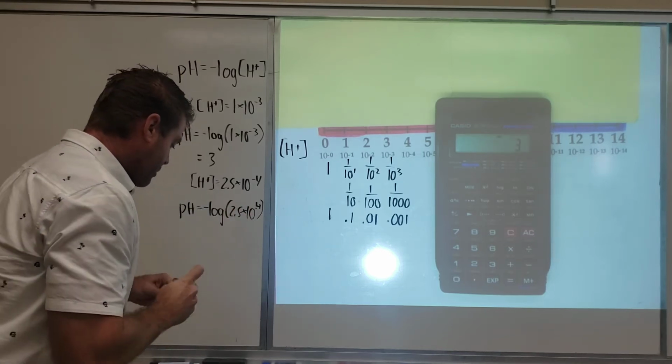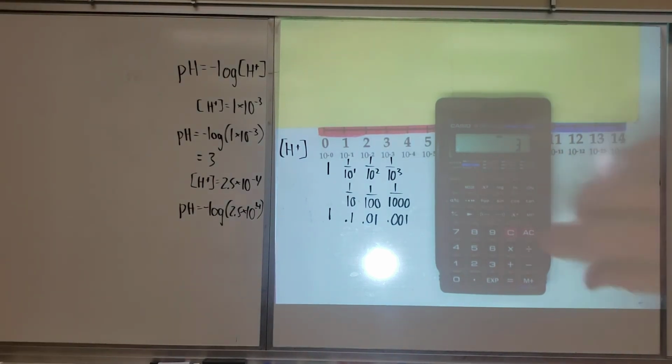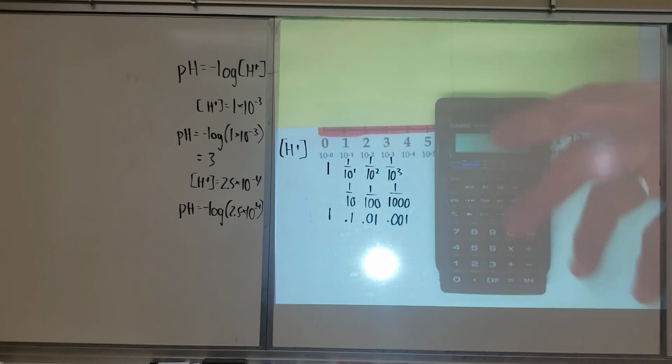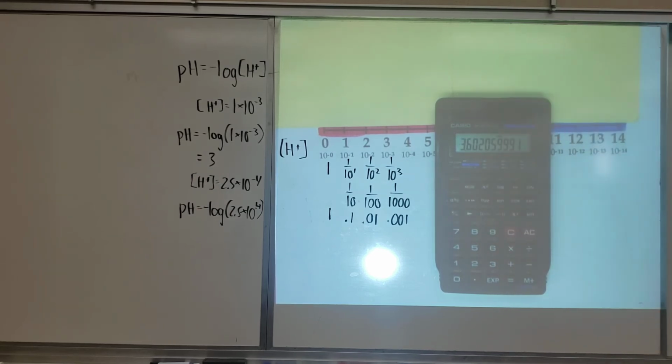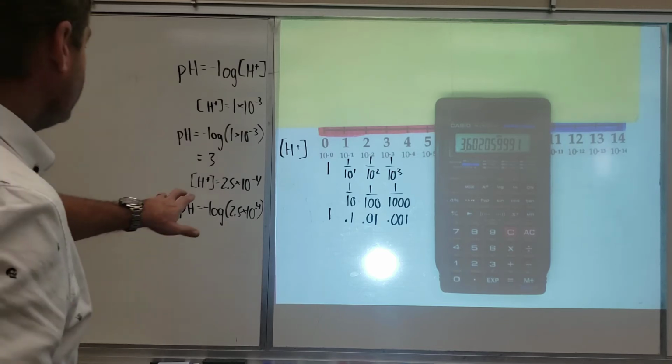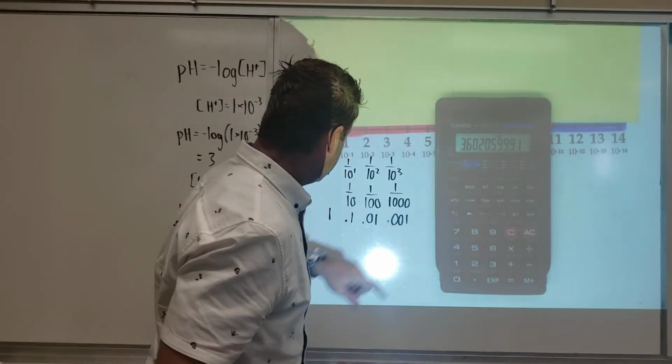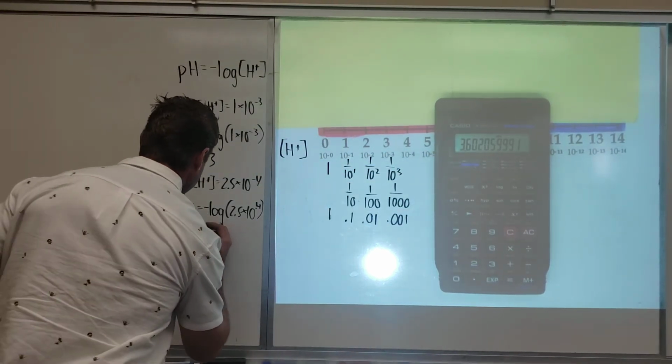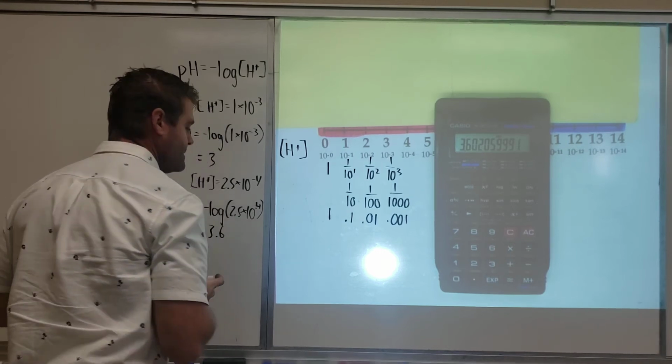So once again, how do I plug that in? I'm going to go 2.5. Remember what I do? I go EXP, or EE. And then I put 4, and I change the sign after. Your calculator, you might put the sign in before your number. I don't know how your calculator works. And it's really easy. I just press the log button, and then I just change the sign. And you see what I get? I get 3.6. Since I only have 2 digits here, I'm going to just do 2 digits. And so my pH is 3.6.